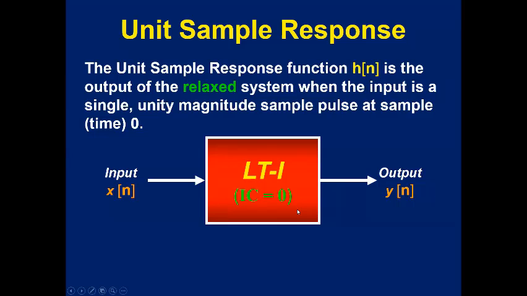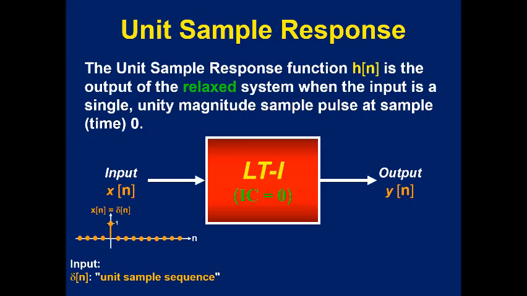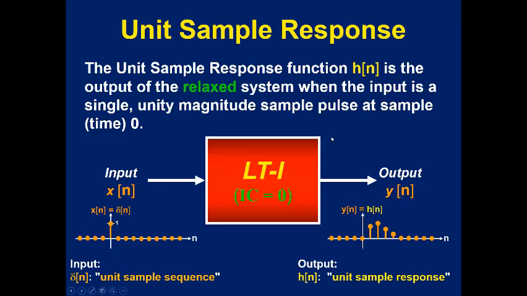Any previous inputs and the responses to any previous inputs are all gone. We have a relaxed system, and we're now going to excite it at index n equals 0 with a single unity magnitude sample, a 1 at n equals 0. That's our unit sample sequence that we use delta sub n to describe. And the response of the system to that simple input is what we call h of n, the unit sample response.